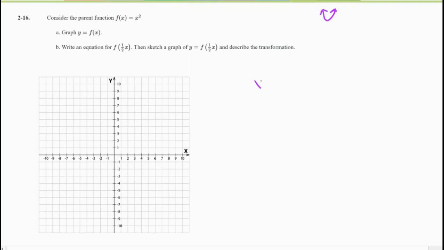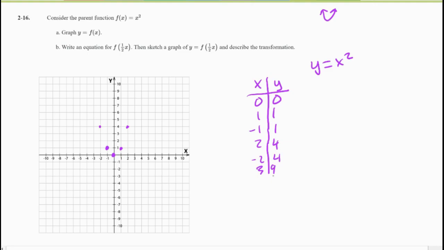So if you're not sure how to graph, make an x and y table and plug in some values. The first one's nice and easy, right? Because I'm doing 0, 0. 1, 1, because 1 squared is 1. Negative 1, positive 1, because negative 1 squared is positive 1. 2, 4, negative 2, 4, 3, 9, negative 3, 9.